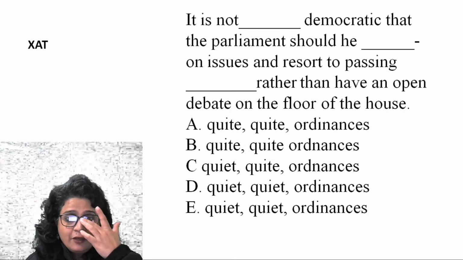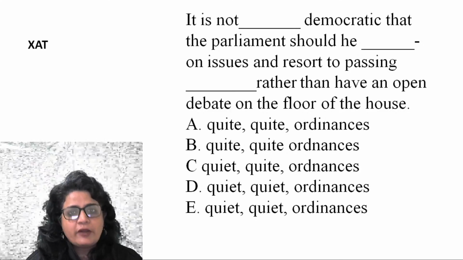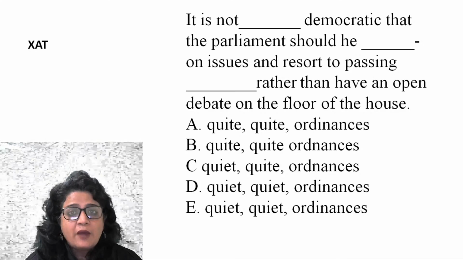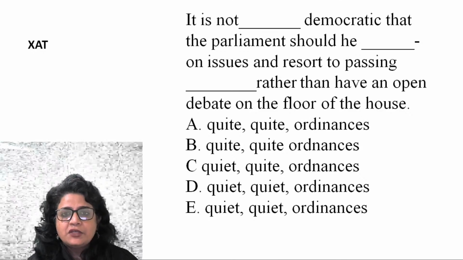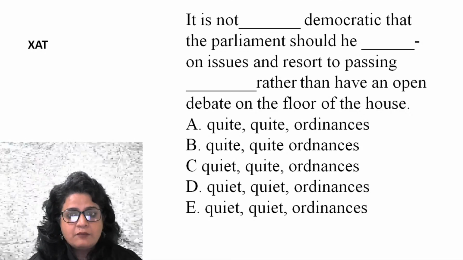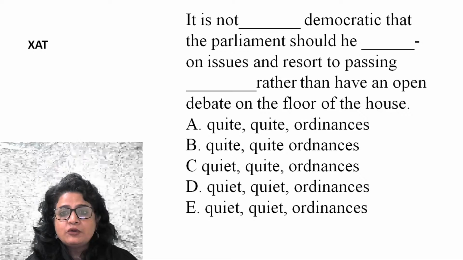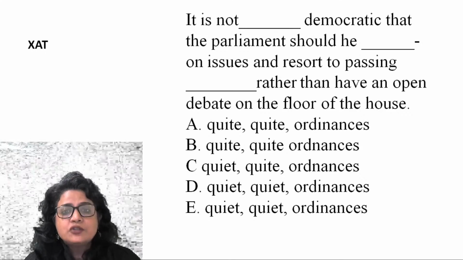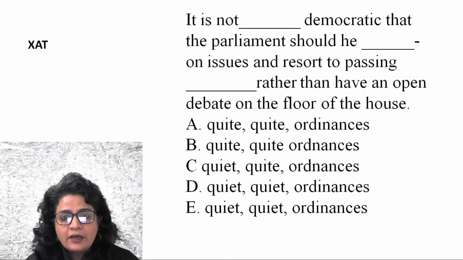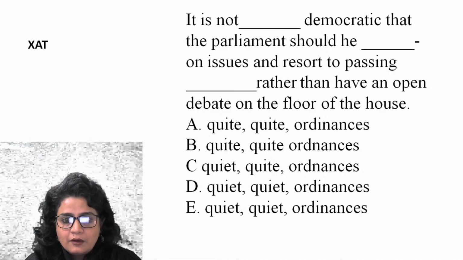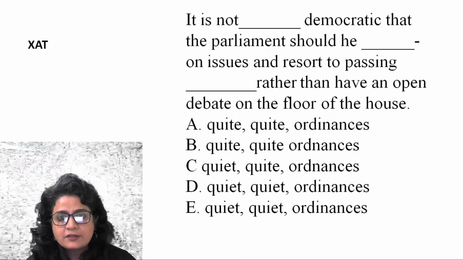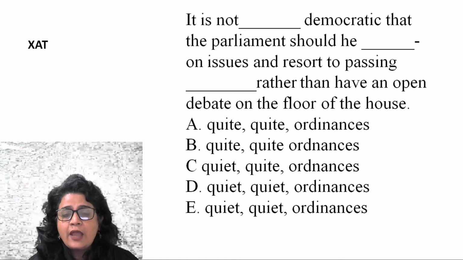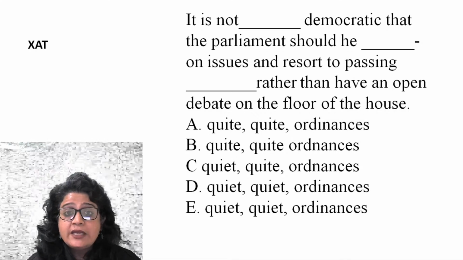Fine. Now it is not quite democratic, right? It's quite, QUITE, right? So there are two options using this definition, this spelling, 1 and 2, A and B. The parliament should be quiet. Now you need quiet, right? All right. So quiet, QUIET, quiet, on issue and resort to passing ordinance.